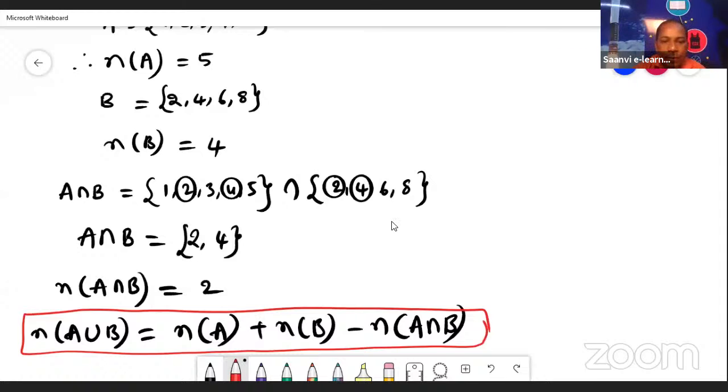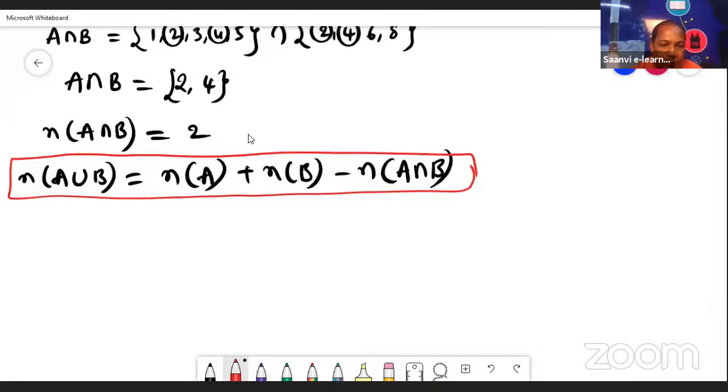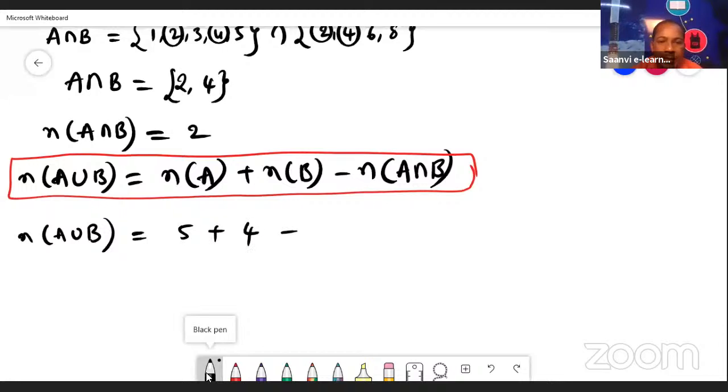Here N of A is equal to 5, N of B is equal to 4, and N of A intersection B is equal to 2. So therefore N of A union B is equal to N of A 5 plus N of B, how much? 4, minus N of A intersection B 2. 5 plus 4 is 9, minus 2. 9 minus 2 is equal to 7. Okay, 7 is the N of A union B value. In the same way, children, you create some more problems on these two formulae.